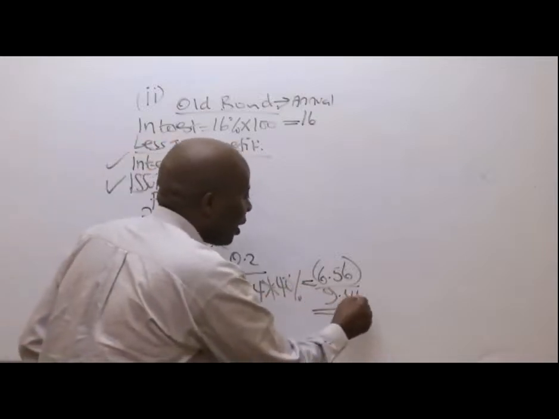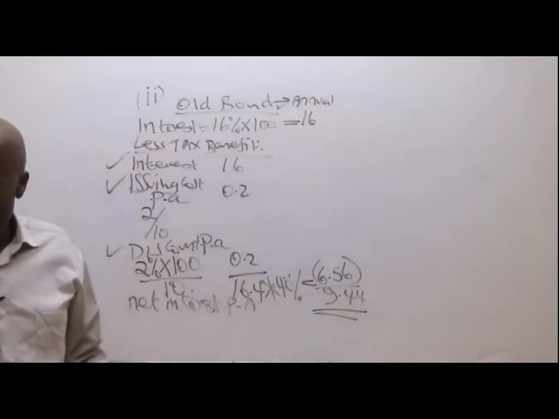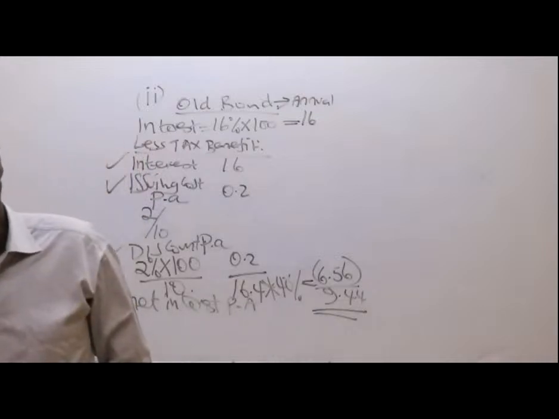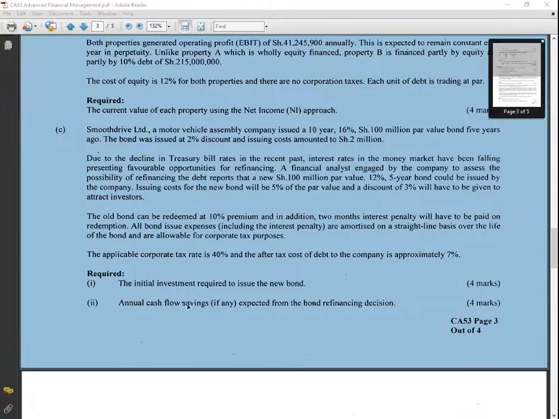Ladies and gentlemen, remember I'm doing Roman 2 of this question. Roman 2 of this question is quite categorical. Roman 2 wanted us to give them the annual cash flow savings. So what we have gotten here is an annual cash flow, but for the old bond. So for you to be able to deduce the saving, you need to do the same analysis, but this time around for the new bond.